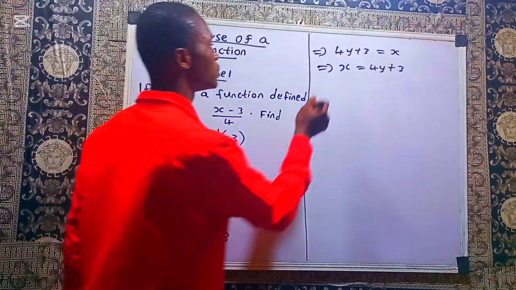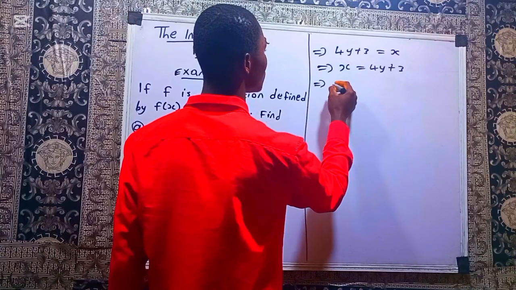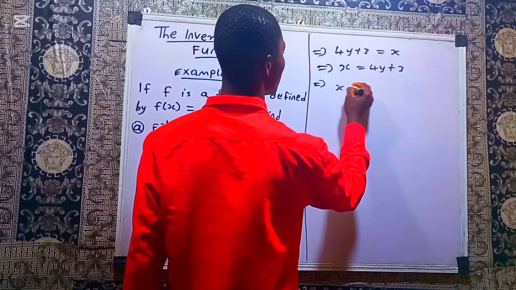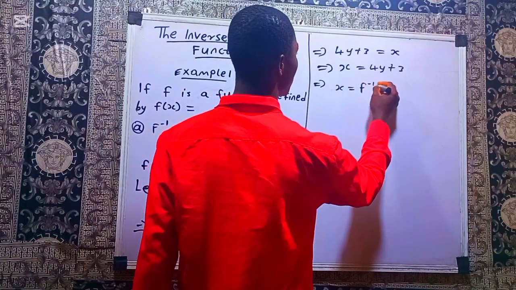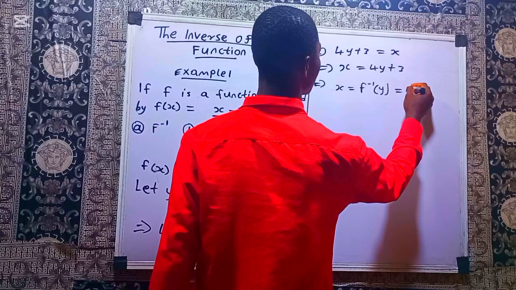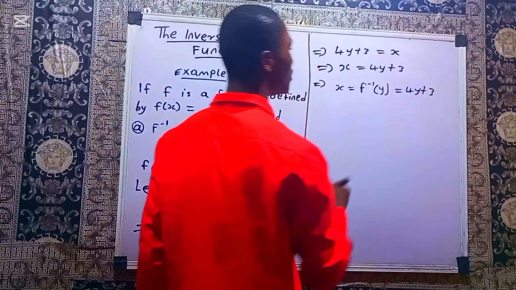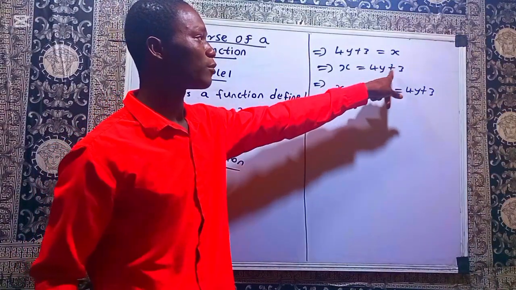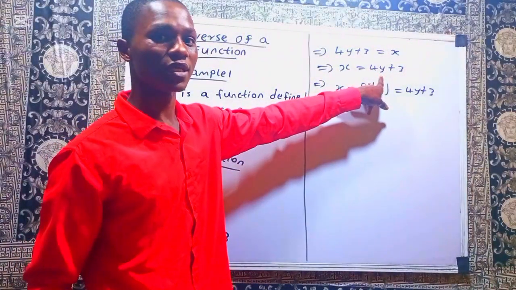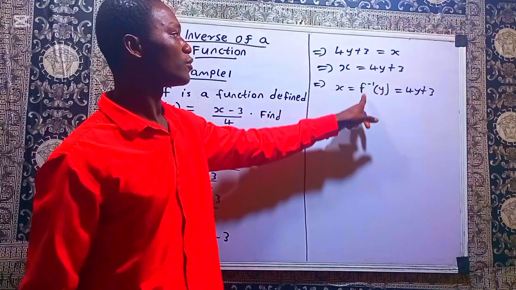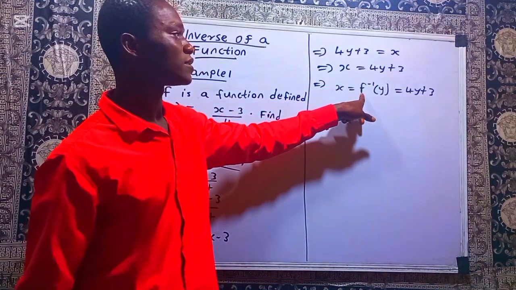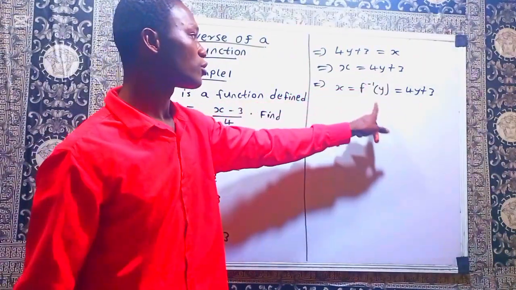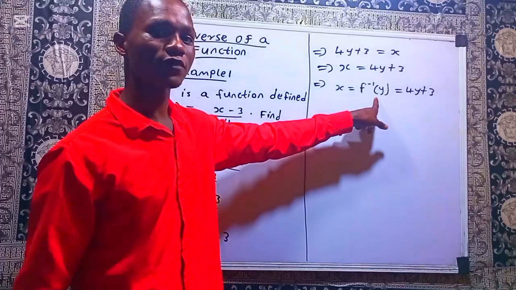This simply implies that x is equal to f inverse of y, which equals 4y plus 3. So what we have here is that x is 4y plus 3, which means x now is a function of y. This now is the inverse of the function in terms of y. But we want to get this inverse of the function in terms of x.